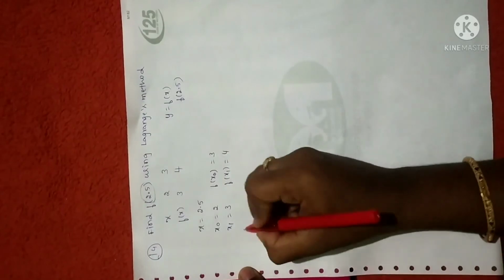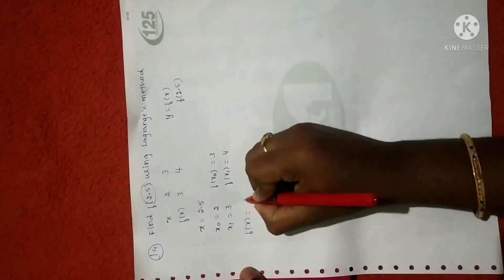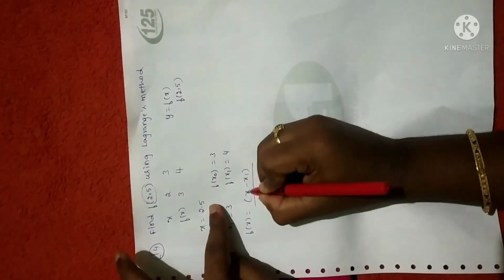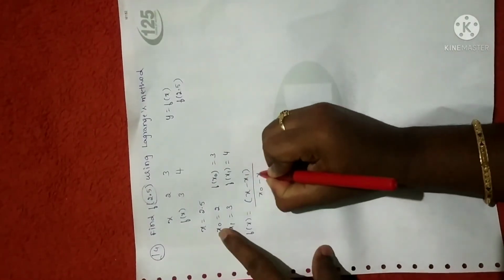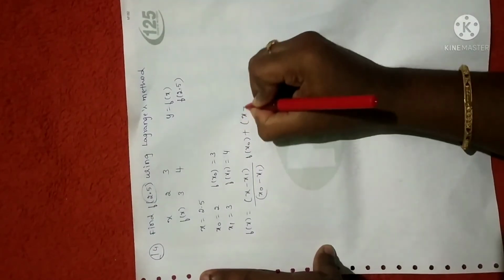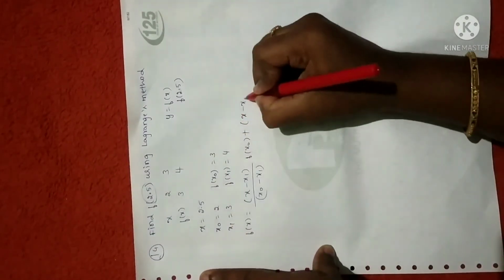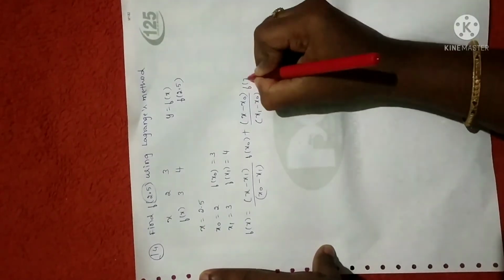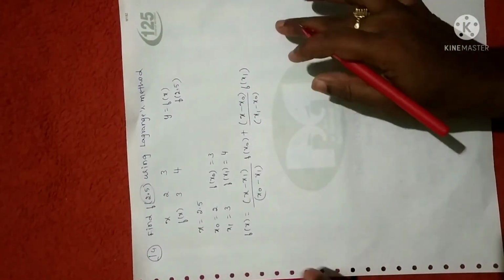Now let me write down the 2 point formula. As I already told you, first you have to write x, leaving the first point, subtract x1 divided by x naught minus x1 into f of x naught, plus the second term, x as it is. Now we have to leave the second point, so first point is x naught, divided by x1 minus x naught into f of x1. So the shortcut is also clearly explained, go through the video.